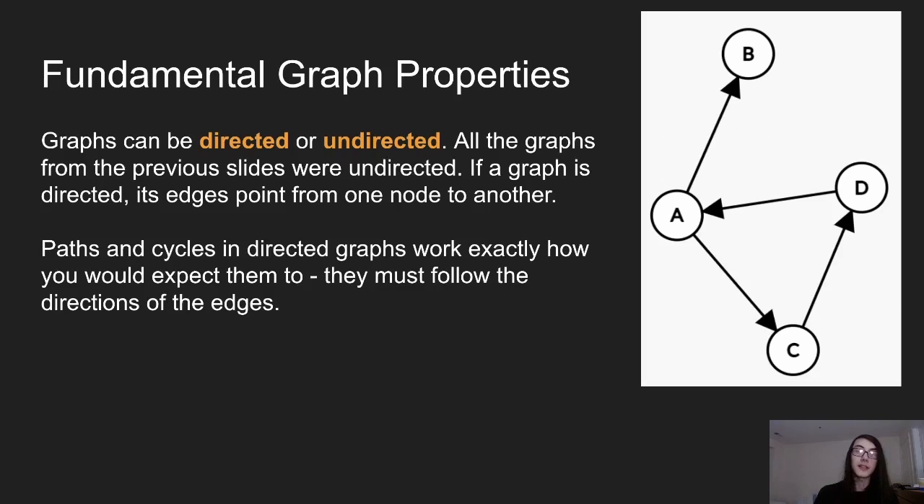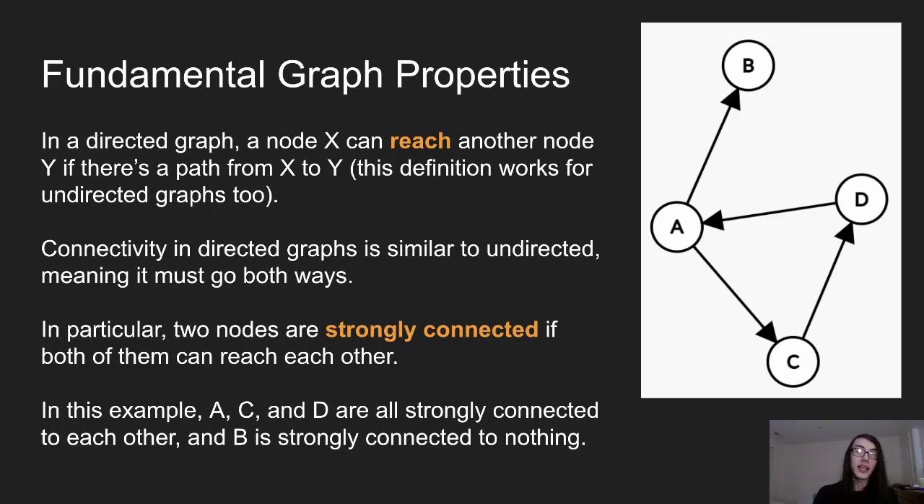In a directed graph, there are a bunch more terms. A node X can reach another node Y if there's a path from X to Y. And this is different from undirected connectivity because it's not necessarily a two-way relationship. For example, in this graph, A can reach B, but B cannot reach A. So in some cases, it can be a one-way relationship.